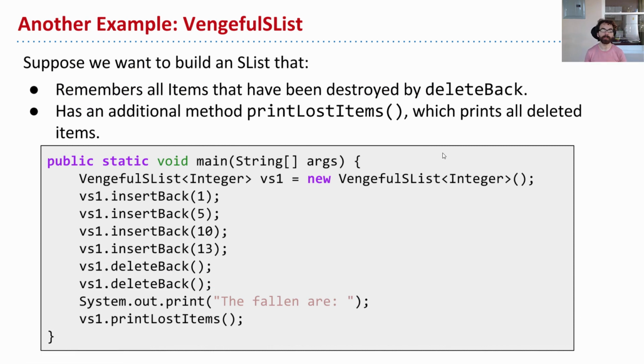So what we're going to do is build a version of SLList called VengefulSLList. And what it's going to do is remember all of its fallen comrades. So if I insert the numbers 1, 5, 10, and 13 into a VengefulSLList, and then I delete 2, it will remember that these 2 guys that used to be at the back have been destroyed, and at any point you can ask it to print all of its lost comrades. It remembers, and it will take revenge someday. So how do we build this class?